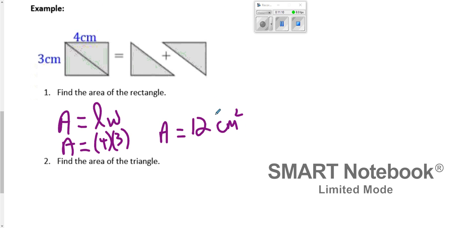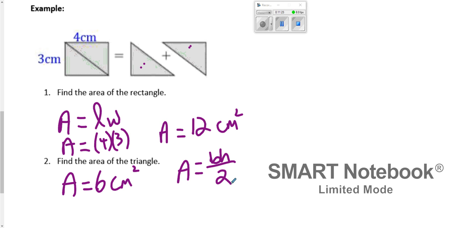So find the area of the triangle. Well, each one of these triangles is exactly half the size of that, so I know the area is going to be 6 square centimeters. But let's do it using the formula. Base times height divided by 2. And if I want to go sideways, I can.